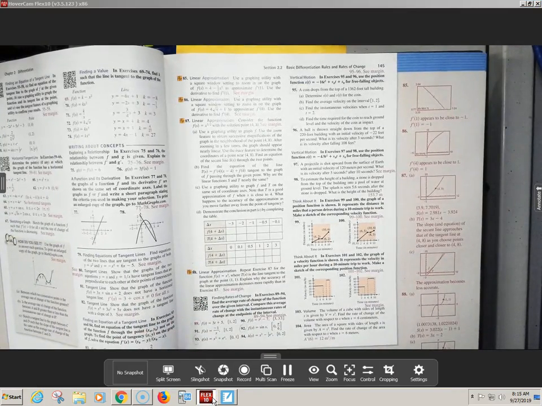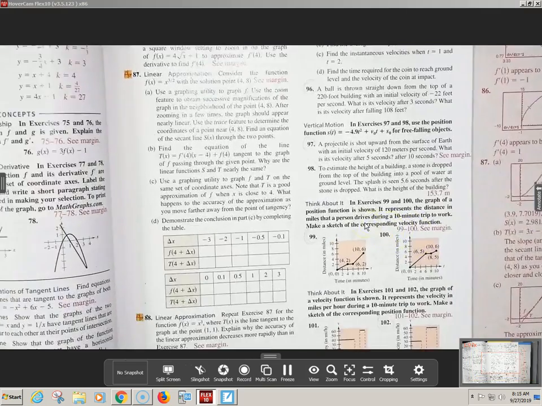Starting with number 90-something. Man, I thought those A and B, like find A, find B tangent lines were gross, but maybe we're okay.